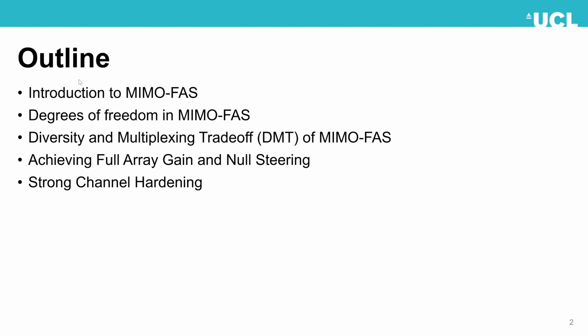So this is the outline of my tutorial. Firstly, I will introduce you to MIMO-FAS. Next, I will talk about the degrees of freedom in MIMO-FAS. Now, compared to the conventional definition, the degrees of freedom here refers to the one in the system rather than the one in the received signal space. And then after that, I will discuss the diversity and multiplexing trade-off of MIMO-FAS. In particular, this is to show the superiority of MIMO-FAS as compared to traditional MIMO system.